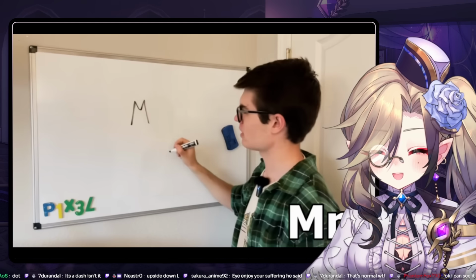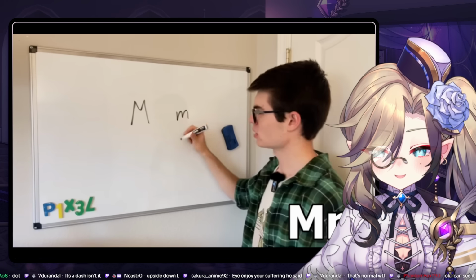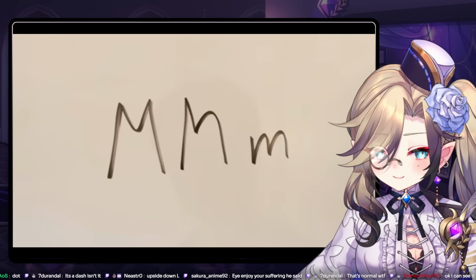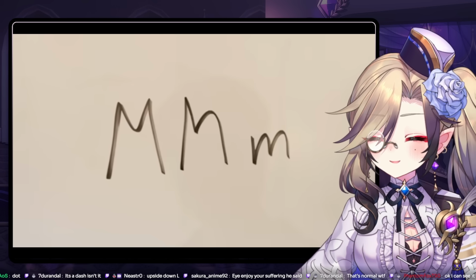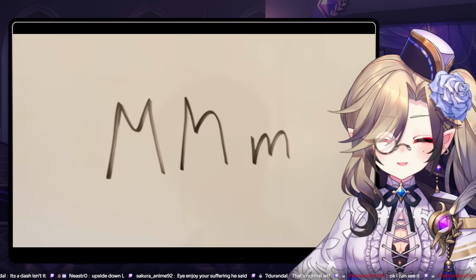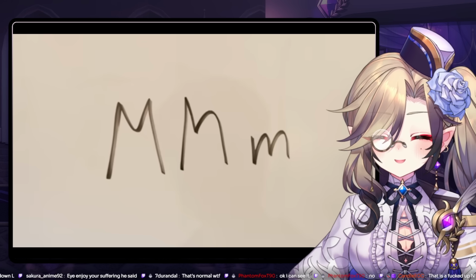Uppercase M has two pointed peaks. Lowercase m has two rounded peaks. So naturally, middle case m has one pointed peak and one rounded peak. I don't know about that. I don't know. What if we just added a line to the side? I don't know.